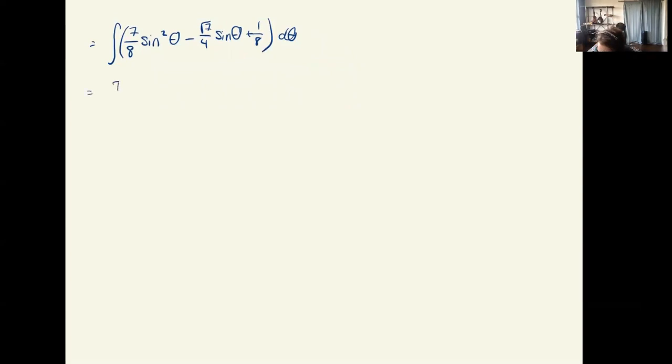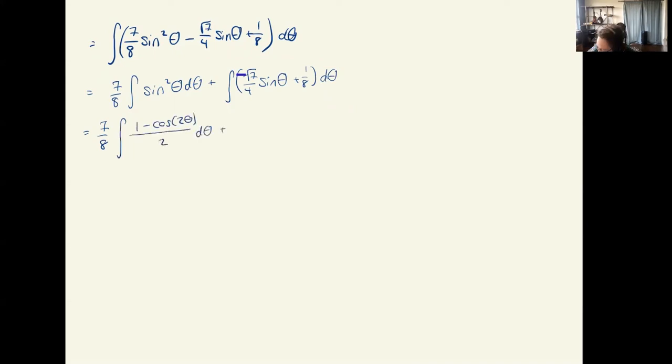So I'm going to call this 7/8 times the antiderivative of sine squared theta plus the antiderivative of root 7 over 4 sine theta plus 1/8, whole thing d theta. For the left, remember, here we use the half angle formula. Sine squared is the same as (1 minus cosine of 2 theta) divided by 2.